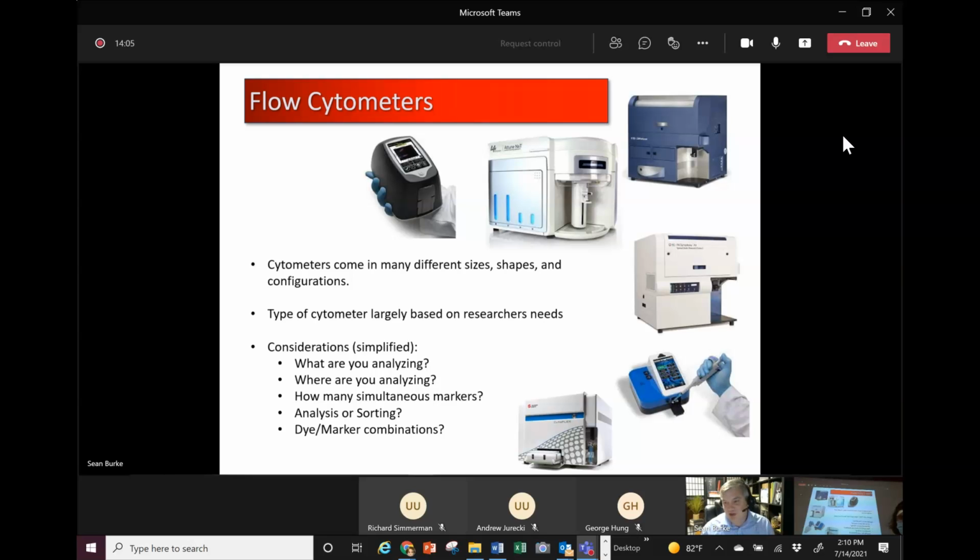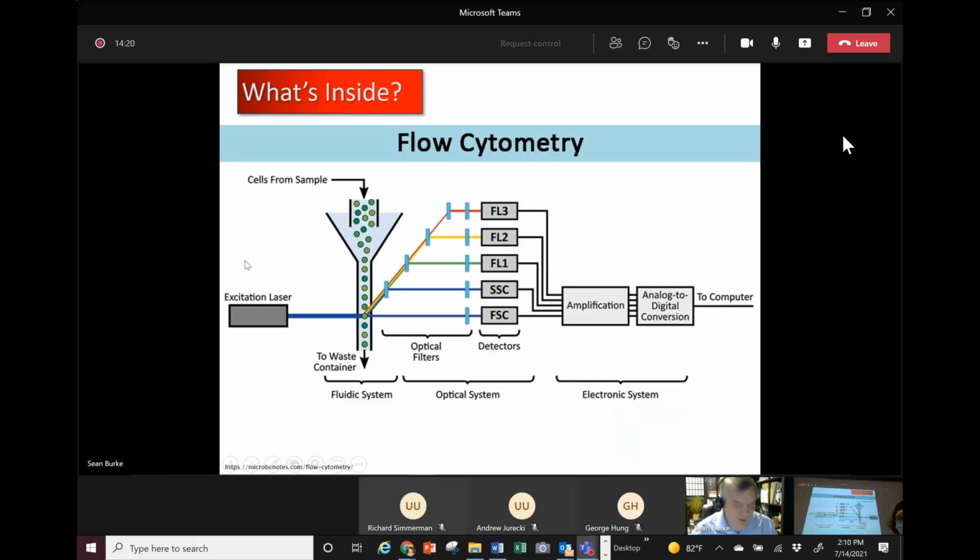So long and short, you're going to see a lot of different types of cytometers out there, especially as you go into the field and you become biologists and scientists. But they all do the same thing in the background to one degree or another. So, jumping into a flow cytometer, let's take a closer look at what's going on.